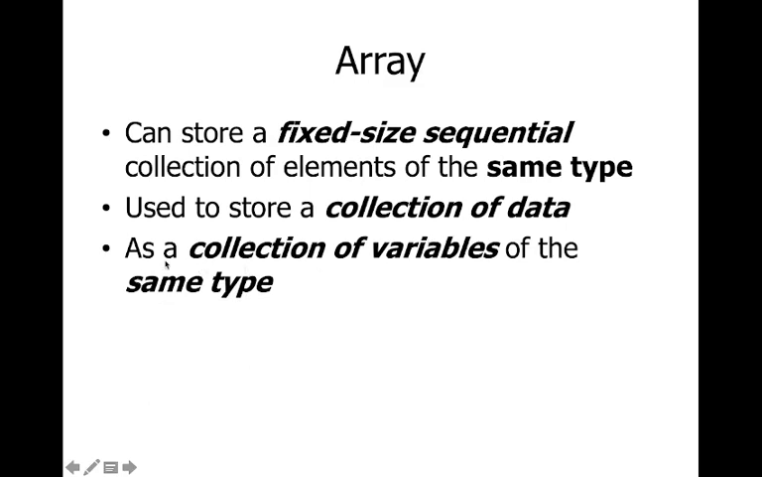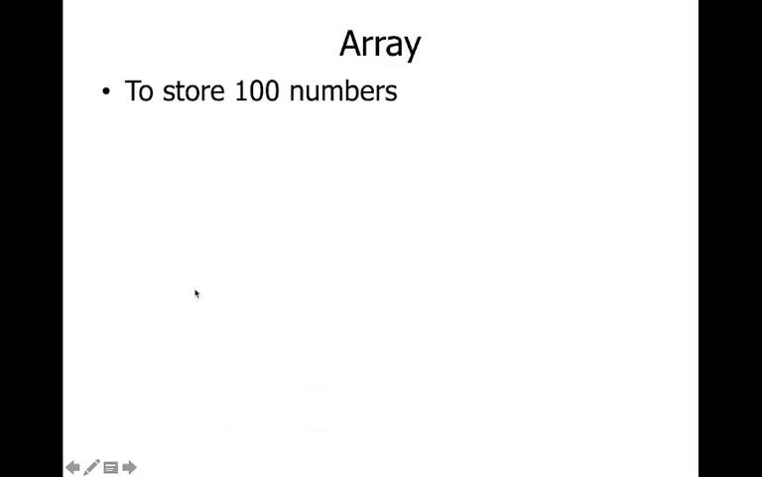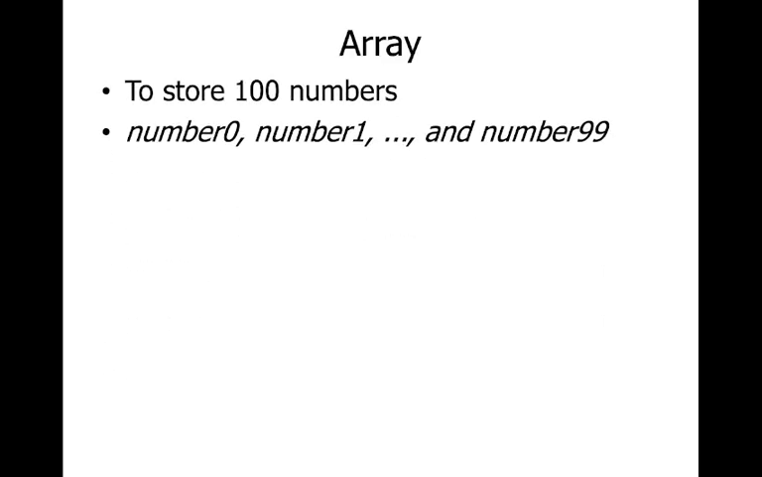So an array can be used as a collection of variables of the same type. Instead of using marks 1, marks 2, marks 3, it can be considered as a collection of variables, all of the same type. If you want to store 100 numbers or 60 marks, you would have to use number 0, number 1, like this. So it is very difficult when you write this program. If I want to take some person's marks, like marks 20, I have to use different variable names for different students. So it is a difficult thing.